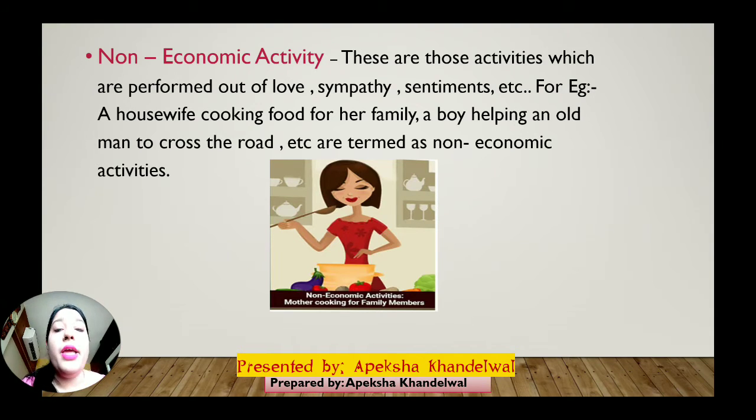Same way, if any boy is helping an old man to cross the road, he is doing it with the motive of sympathy, love, affection. He is not doing that task with the motive that after crossing the road, he is going to charge certain fees from the old man. No. Getting my point? So such activities which are being done with the sole motive of love, sympathy, affection, sentiments, and not with the motive of earning money, will be termed as non-economic activities.